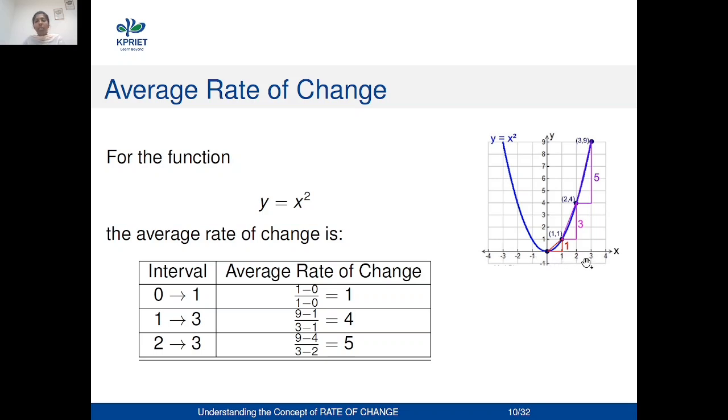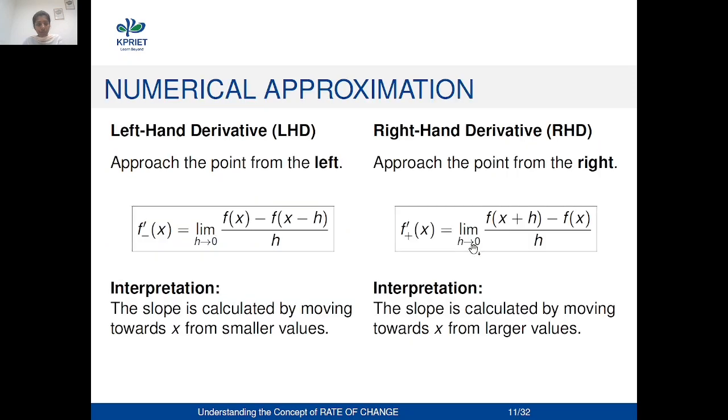You just consider those units as one jump. According to that, you should move in your graph. So that is the exact meaning of rate of change. Now let us have this rate of change in a numerical approximation.